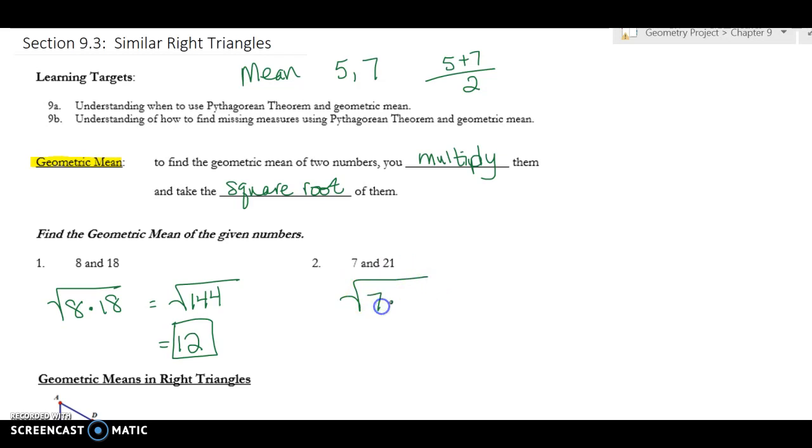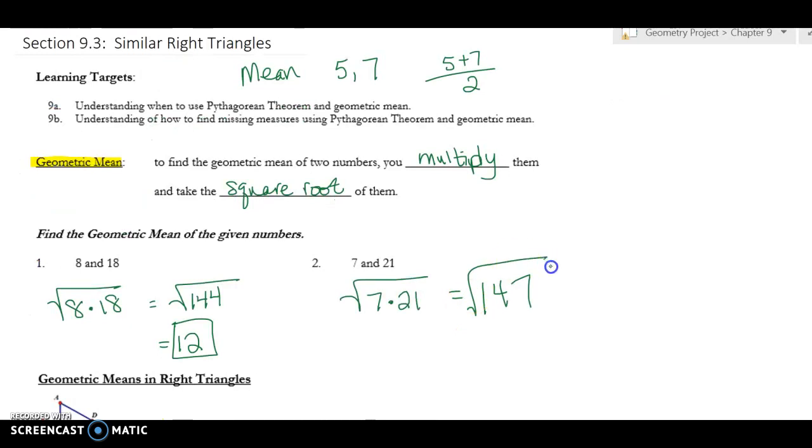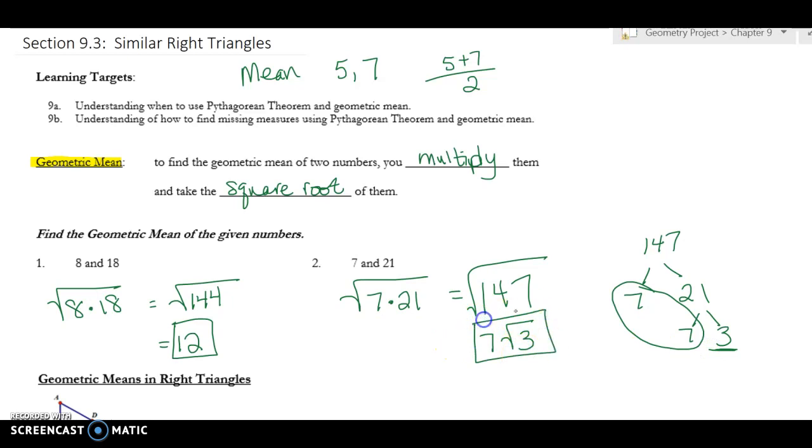Now if I do the geometric mean of 7 and 21, I would multiply them. 7 times 21 is 147. So the square root of 147. 147 is something you would need to break down. 147 is 7 times 21, which we knew, and that's 7 times 7 times 3. In order to take a radical, you have to have two of them, so I can have a 7 on the outside, and then this is left over, so the answer for this one is 7 square root of 3.